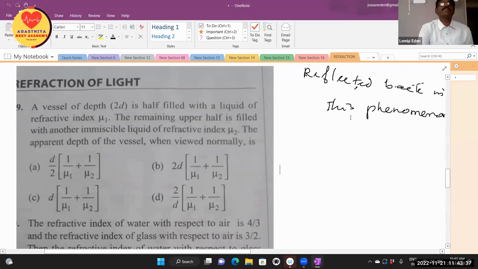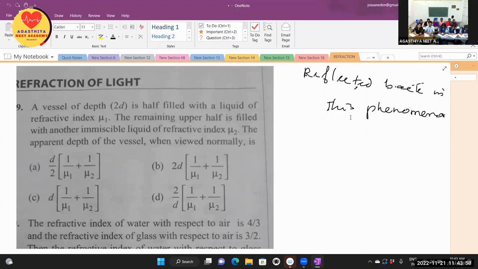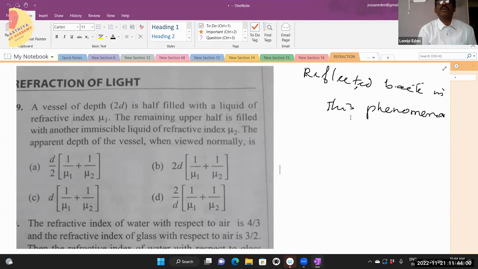Read this problem first. A vessel of depth 2D is half filled with the liquid of a refractive index mu1, and the remaining upper half is filled with another immiscible liquid of refractive index mu2. The apparent depth of the vessel when viewed normally is option A, B, C, D are given. Refer the notes I have given in the last class. It is related to apparent depth and actual depth.